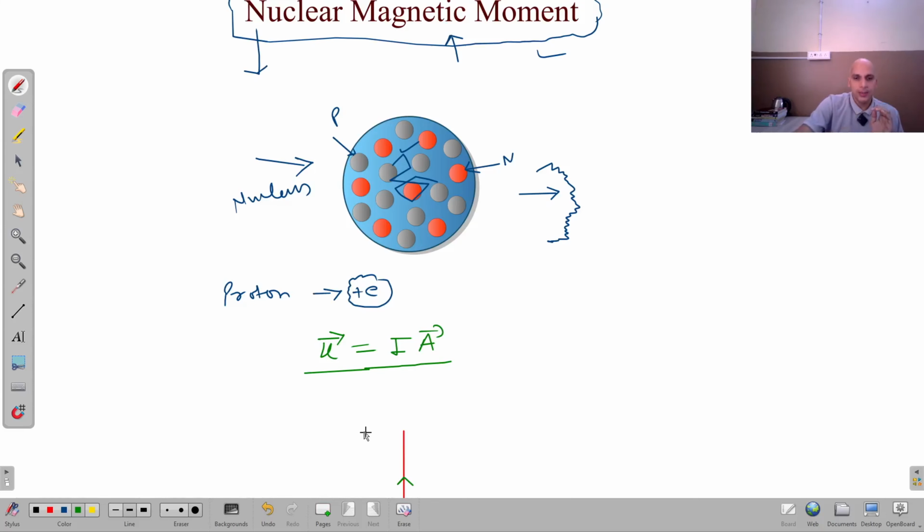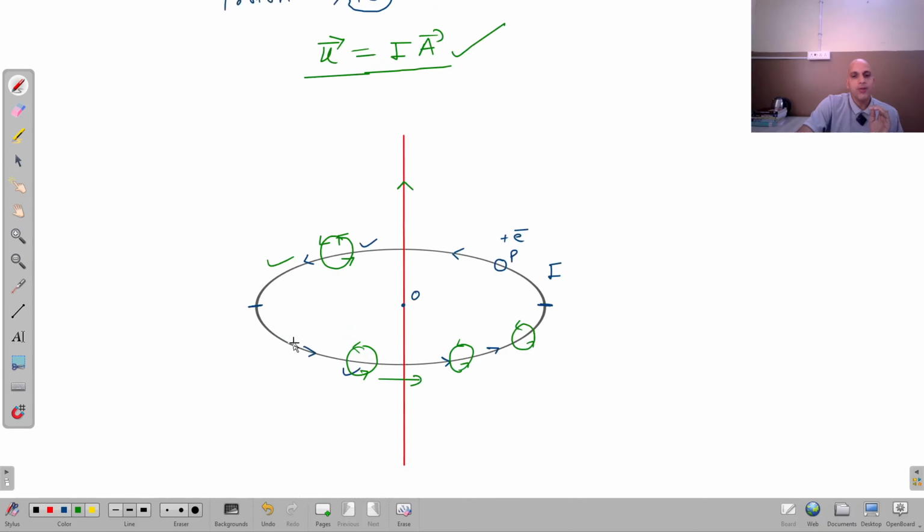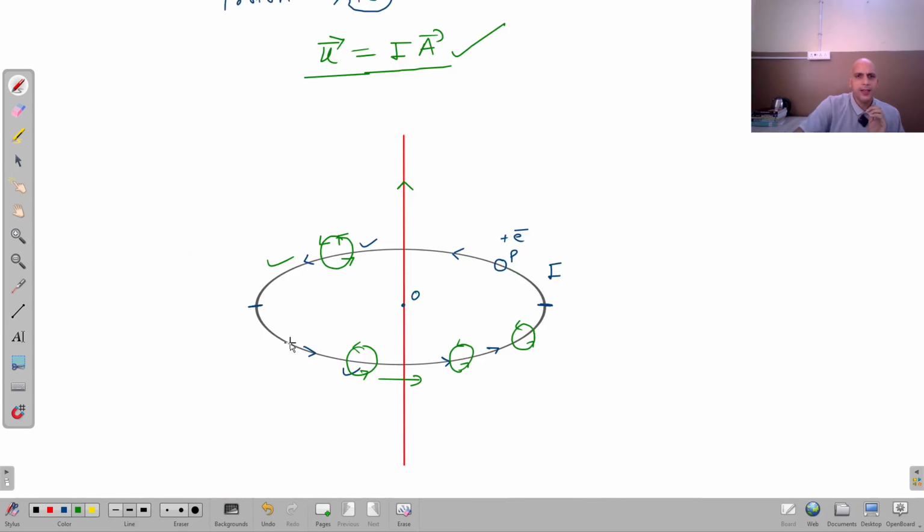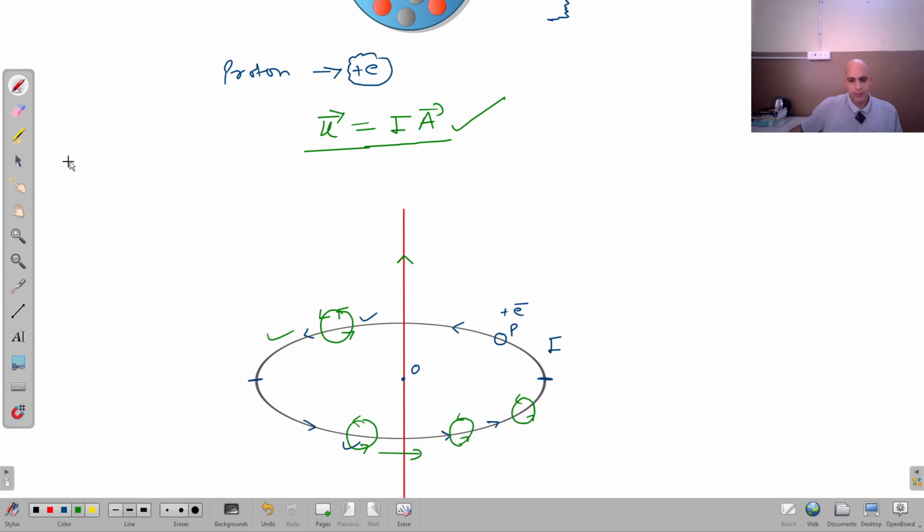Right? So this is the formula for calculating it. So I can calculate it, right? So even I can start from here. Mu is equal to I into A. Let's take only magnitude: I, current, into A, area. Now current is charge, plus E, divided by time, right? So into area, that is pi r square.